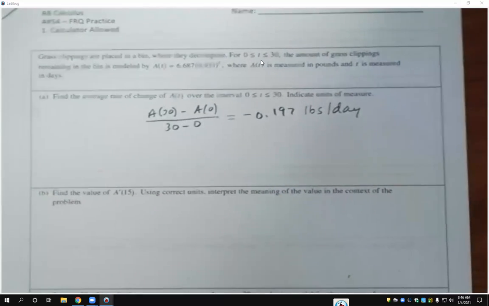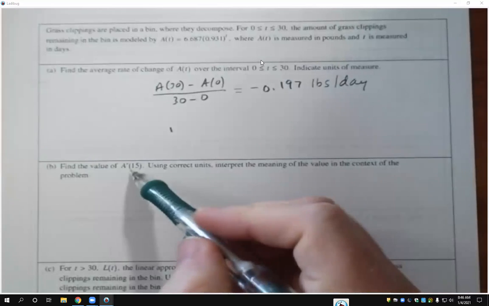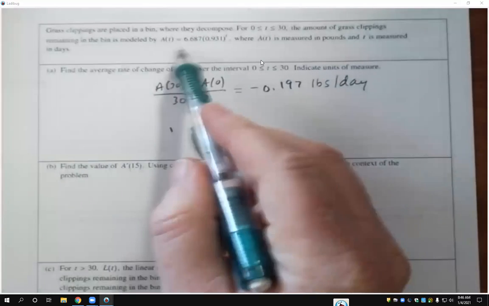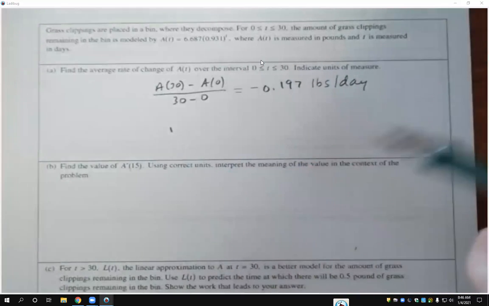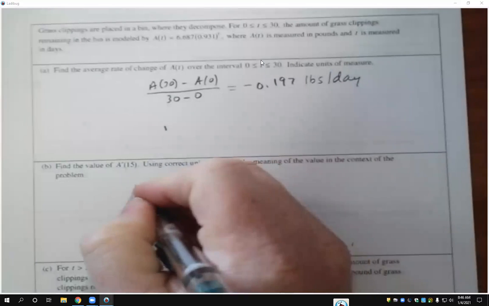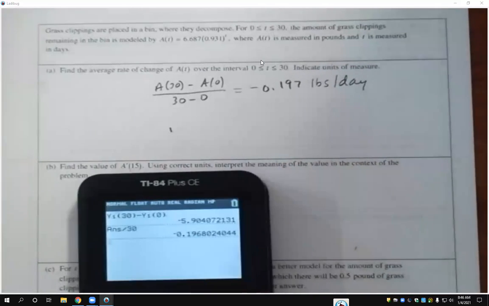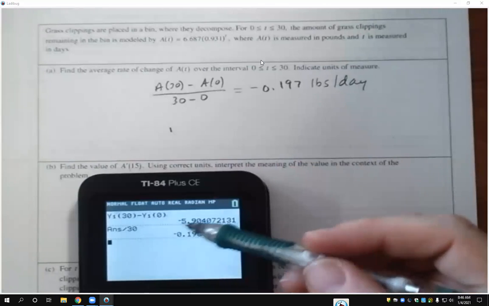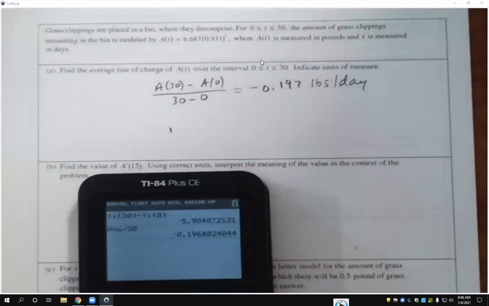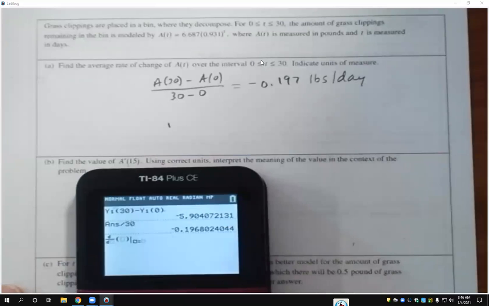All right, B asks you to find A prime of 15, and then interpret the meaning of the value. So A prime, remember, A is the amount of grass clippings in the bin. So A prime is going to be a rate, or the rate at which it's decreasing. There are several ways to find this in your calculator. We have that function input into Y1 right now. So we can go from our home screen and just hit math option 8 and then d/dx. And then right here, we're going to put Y1.